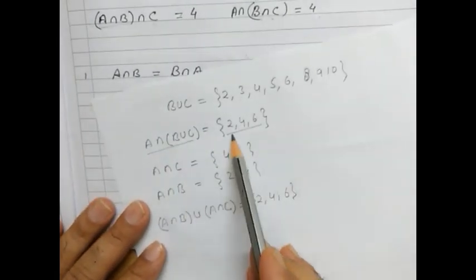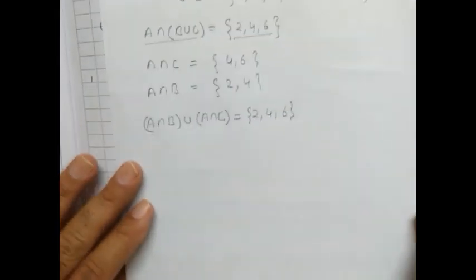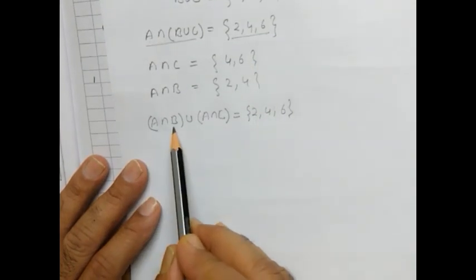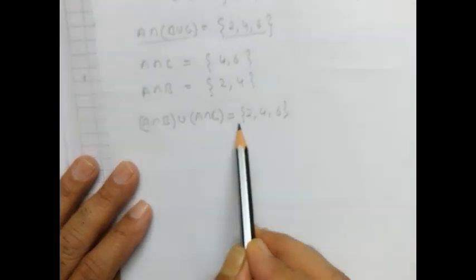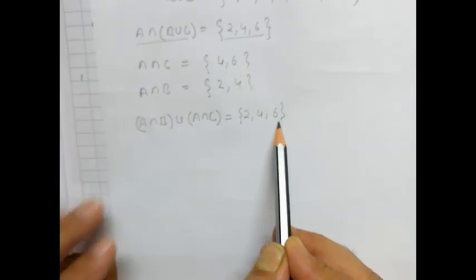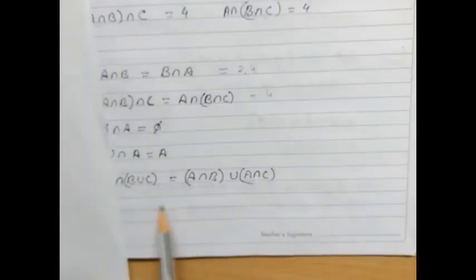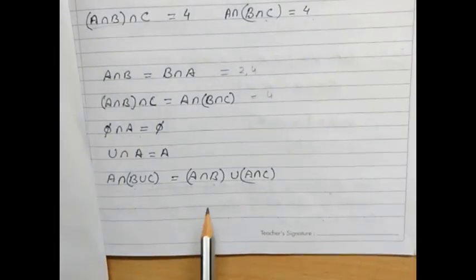So here A intersection of B union C, I am getting 2, 4, 6, as well as for A intersection B union A intersection C, which is equal to 2, 4, 6. So this satisfies this equation. Okay. Now we come to another operation of sets, that is the difference of sets.